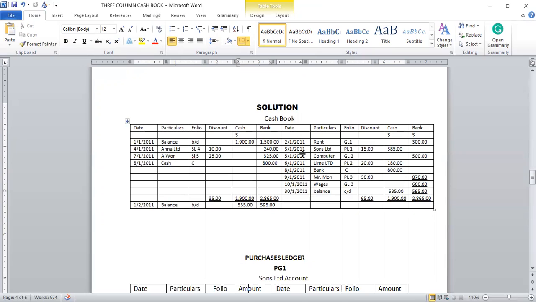3rd January 2011, particular Sons Limited. That's where the corresponding entry can be found, as well as in purchase ledger page 1. The discount is $15 and the amount that will be paid is $385, because the amount is $400. So we go to Sons Limited account in the purchase ledger.